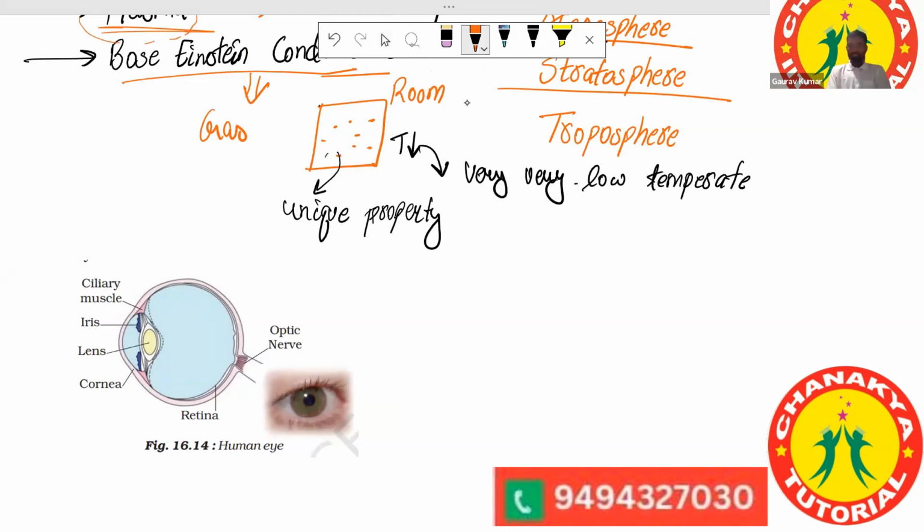So there are different parts of the eye. First, let's start with the outermost layer, which is kind of a liquid layer. This is known as the cornea. The work of this cornea is to protect our eye from foreign particles, like dust particles or external bacteria. So the function of this layer is to protect our eye.